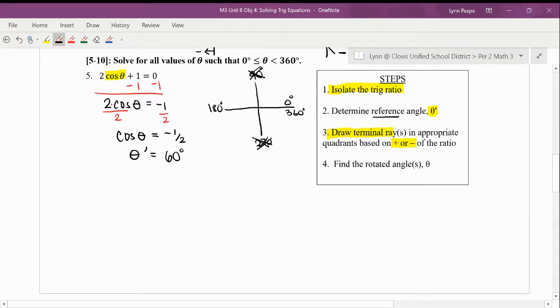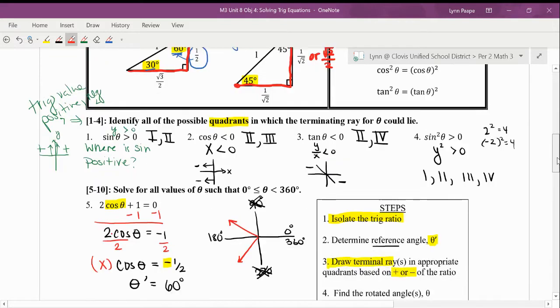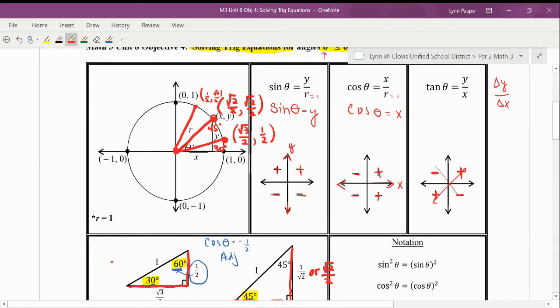So what quadrants should I be in? I had a negative ratio. And I know that cosine, remember, is the values of x. And so which way do I go to head to negative x values? I head to the left. So that means cosine is negative in quadrants 2 and 3. And if I forget or if that doesn't make sense, I can always look up here, right? So where is cosine negative? To the left.